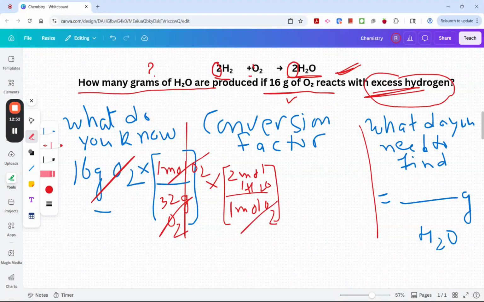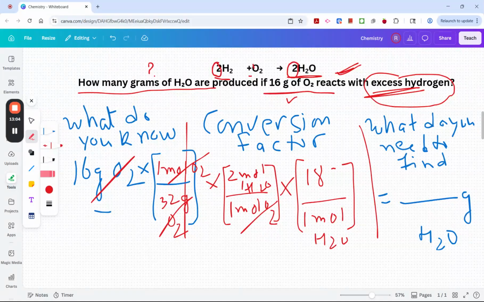Moles oxygen out. Now we have water, but in terms of moles, and I want to change moles into grams. I will use the molar mass of water. 1 mole of water is equal to 18 grams of water. You can watch my other video for how to find the molar mass. So moles water out, we have grams water in.